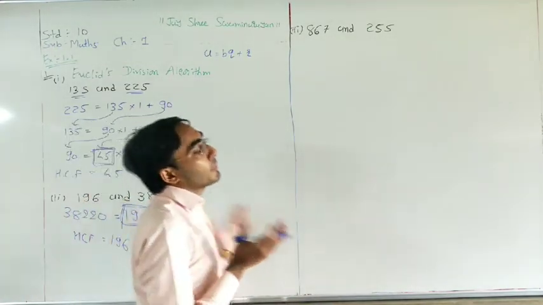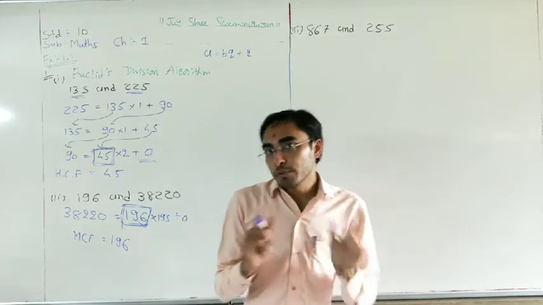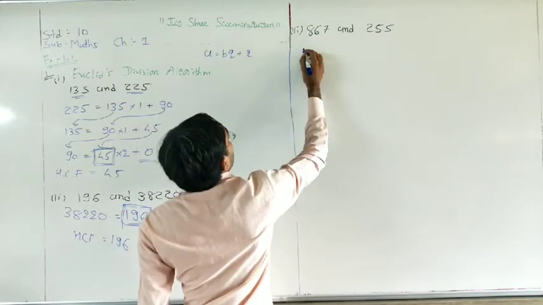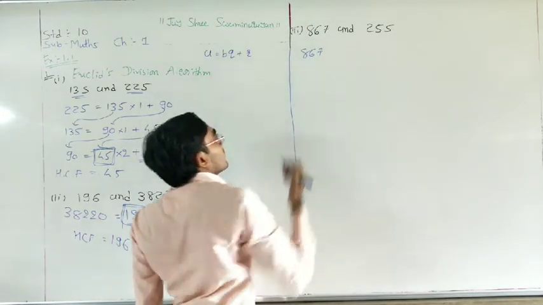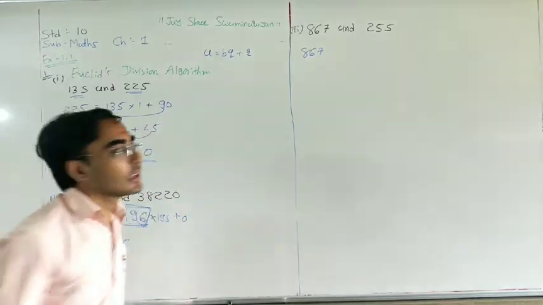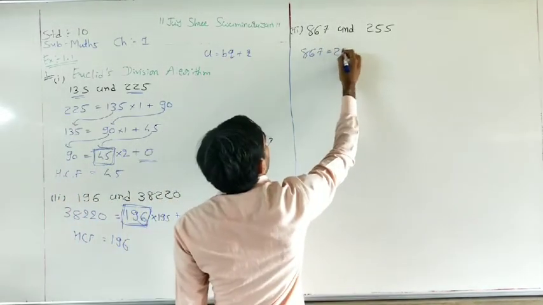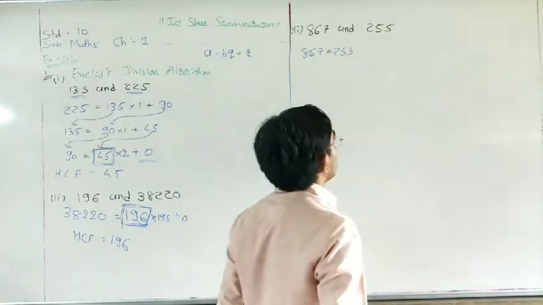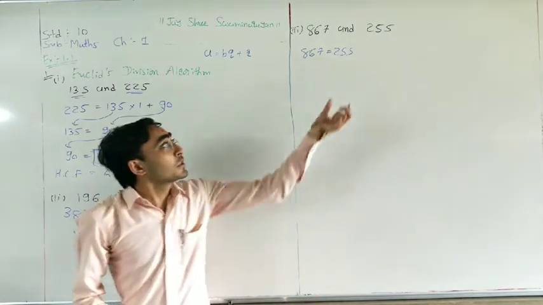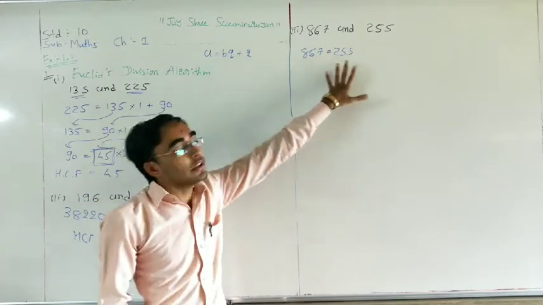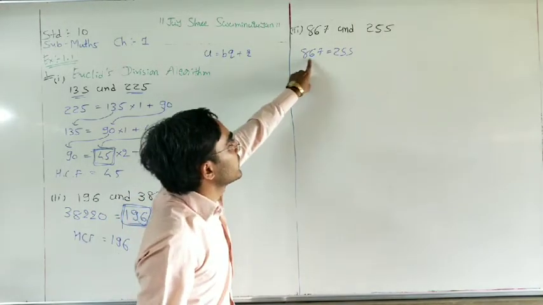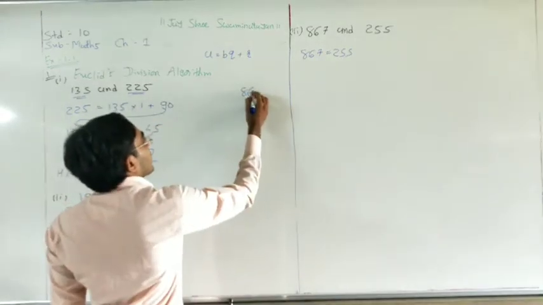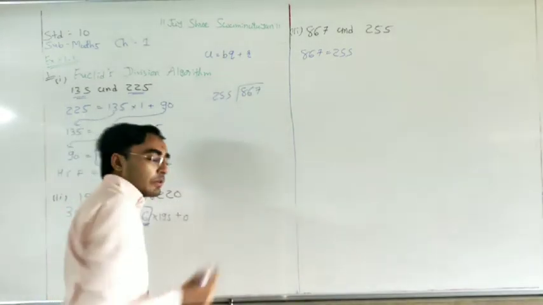So first of all, what we need to do? We need to find our big number, right? And we need to write it first. So big number is 867. So that big number we need to write here, right? 867. Then we have second number 255. So big number here, small number here. Now what we need to do? We just need to divide big number by small number. So 867 divided by 255.